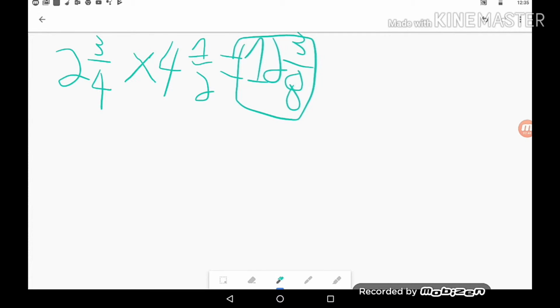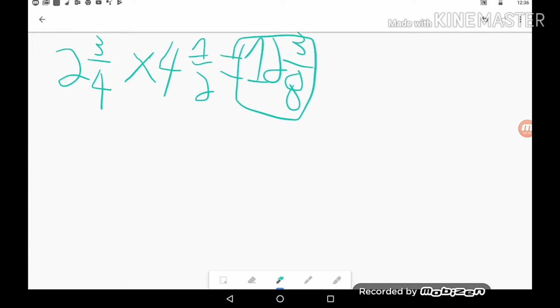So, in this case, we don't need to do keep, change, flip because we're multiplying mixed numbers. The only time we do that method applies to dividing. When you're dividing, you have to use that method, but in this case we don't since it's already multiplying straight across.